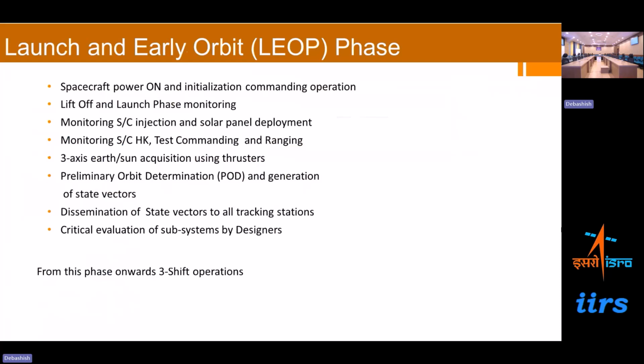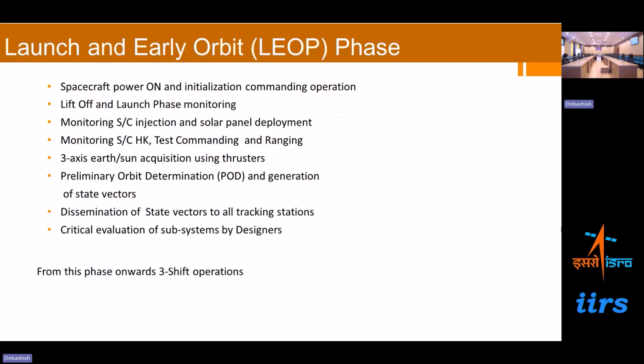Then, followed by that, what will happen? The 3-axis acquisition will happen, and the sun pointing acquisition. This is the orientation part. As we told, the control system will be activated, and we use the attitude control system to control the spacecraft attitude. Then, of course, along with that, the POD will be generated by this time.